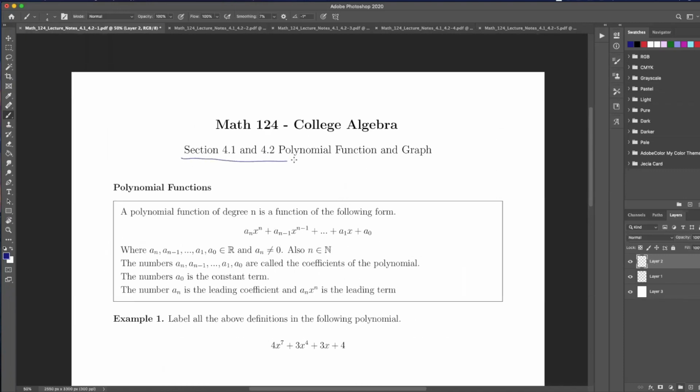All right, so I'm going to be doing section 4.1 and 4.2. This will be polynomial functions and their graphs.